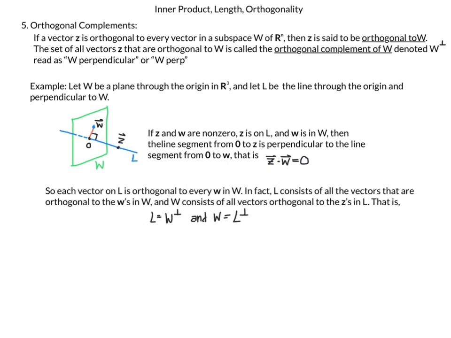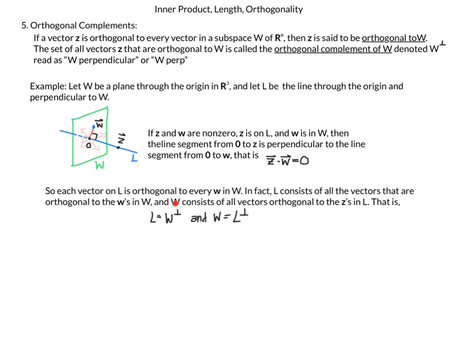And just to draw this, what do I want to say? Each vector on L is orthogonal to W, so you can see that because it's all in the same direction. But L consists of all the vectors that are orthogonal to the W's, right? So there's a bunch of W's. Here's another, let me draw them in red. Here's another vector on my plane, but they are all perpendicular to this L, this line.